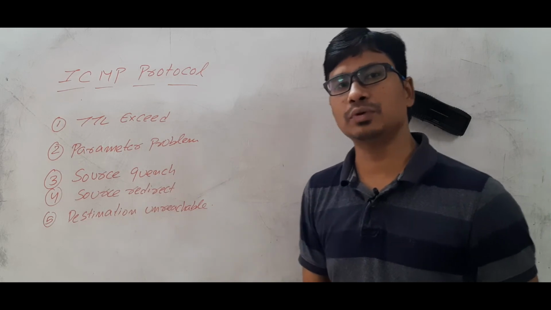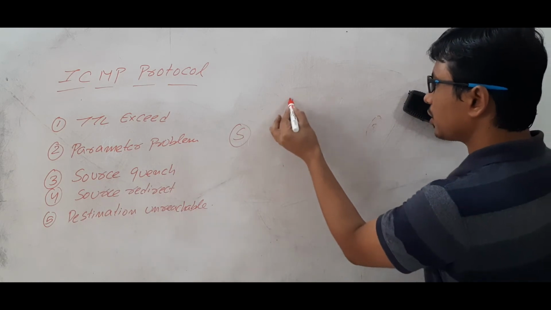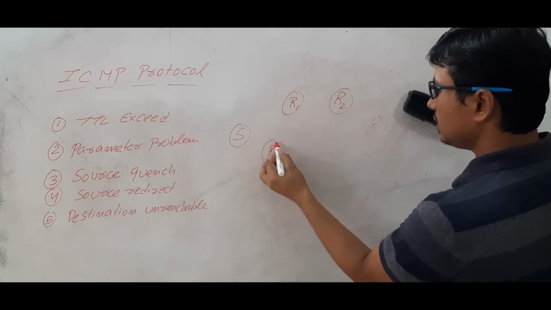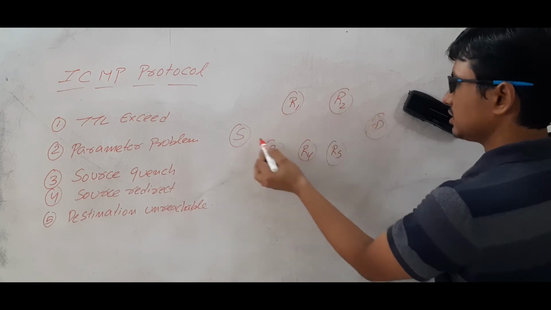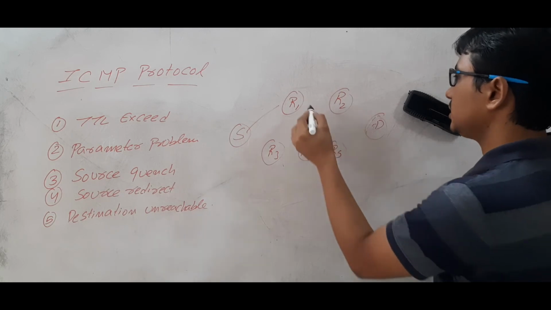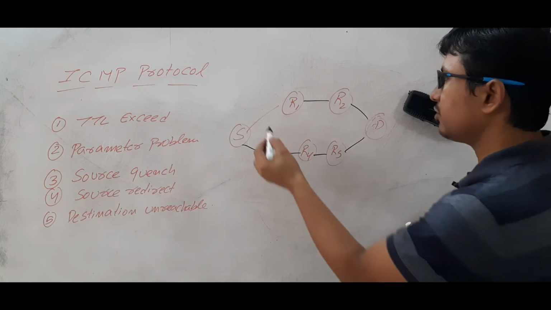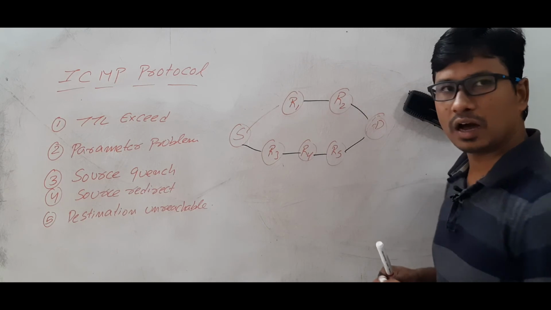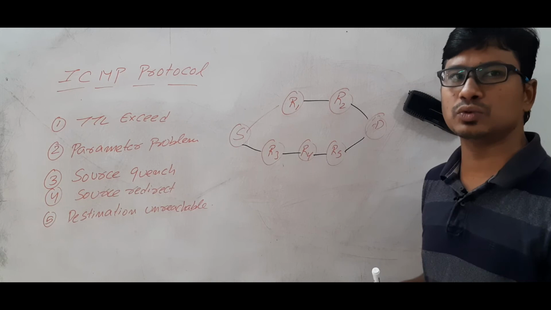Now let me discuss the source redirect problem. You have a source, you have router R1, router R2, router R3, router R4, router R5, and you have a destination. It means you have multiple paths from source to destination. Whatever data the source is sending, it can send through routers R1, R2 to the destination, or through R3, R4, R5 to the destination. Now let's take that the source is using a strict source routing protocol.